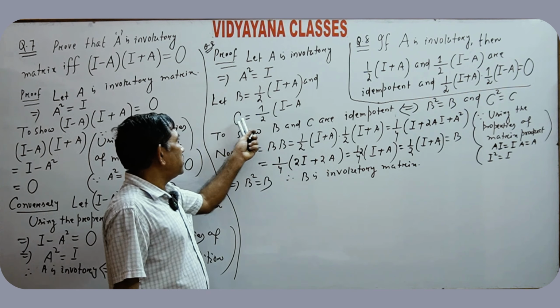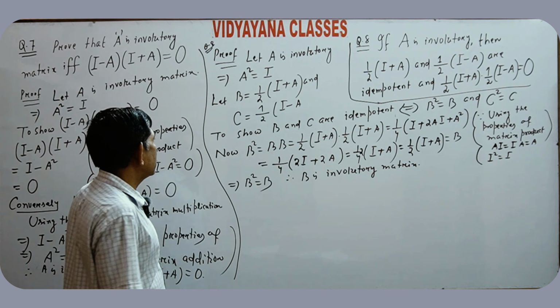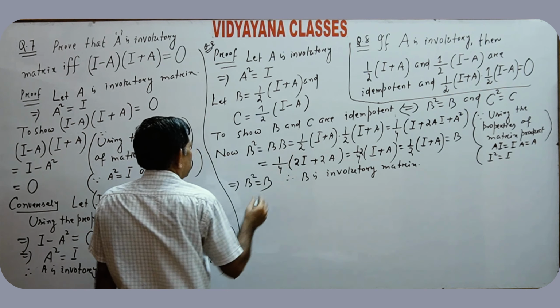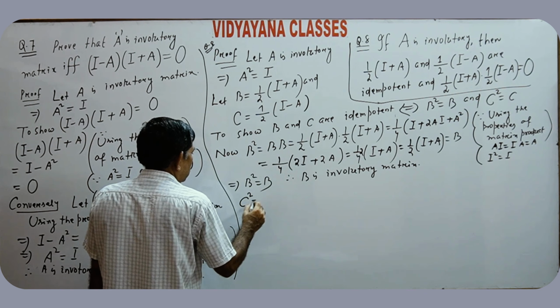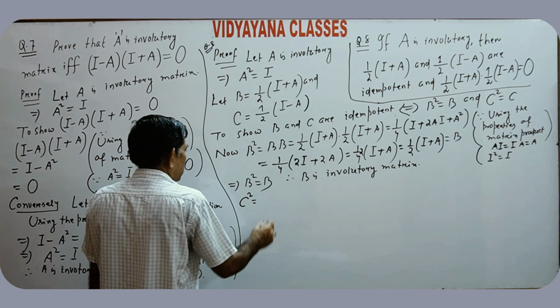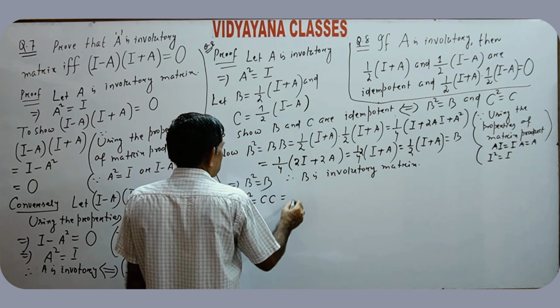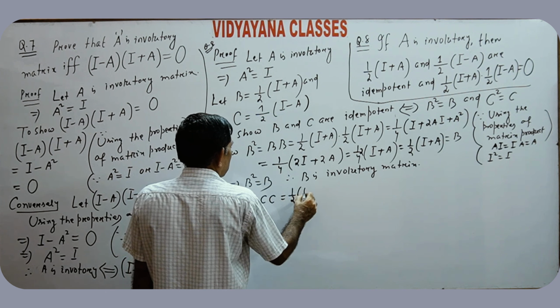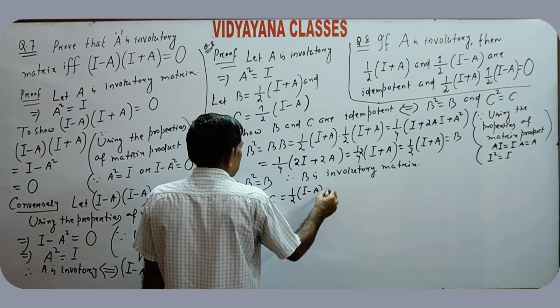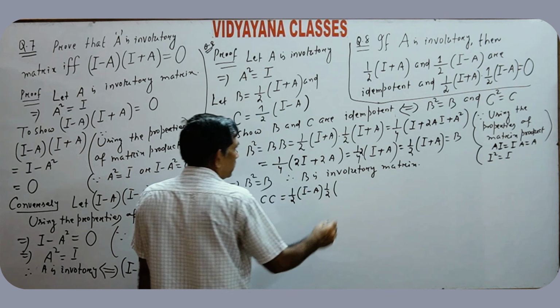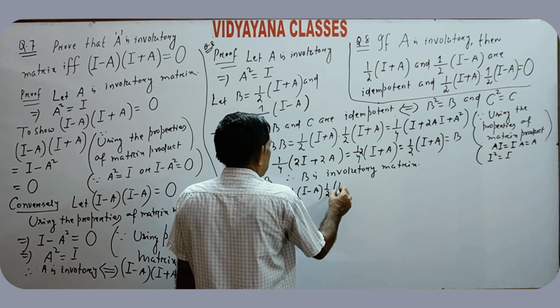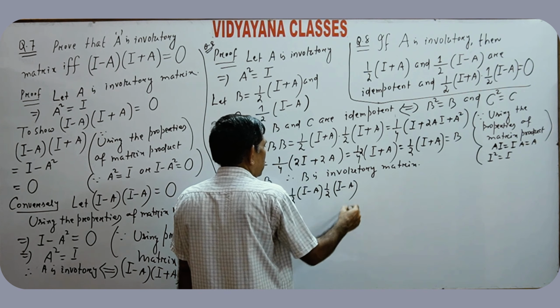Again, to show C square is equal to C. C square is equal to C into C, which is the same as half of (I minus A) into half of (I minus A).